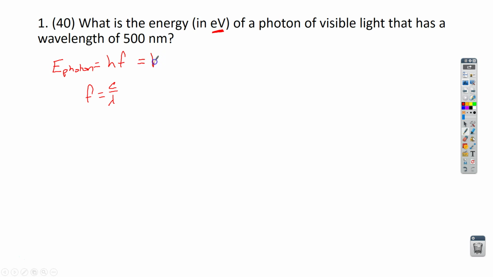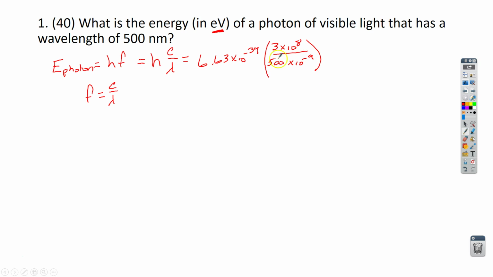So here's what we're going to do. We're going to put h times c over lambda. That's the same thing, we've just substituted that in. So now we can go ahead and plug all of our numbers in. This is 6.63 times 10 to the negative 34th times the speed of light, which is 3 times 10 to the 8th, divided by the wavelength. And notice that it is 500 nanometers, so that'd be 500 times 10 to the negative 9th meters.